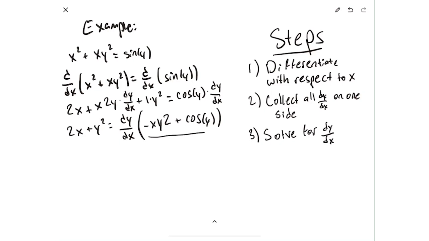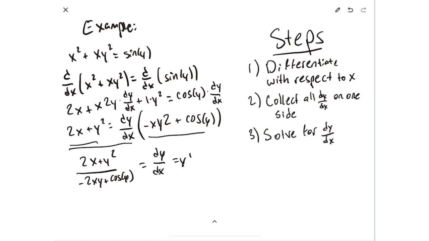From here, I'm going to divide both sides by this term, giving us 2x plus y squared divided by negative 2xy plus cosine of y is equal to dy/dx, or y prime, and we've solved our problem.